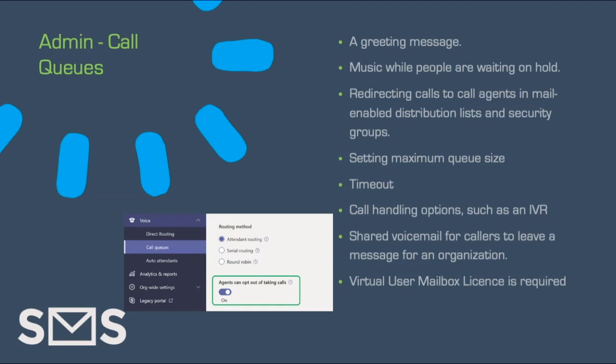And then what it does is it will redirect calls to agents that are either in a group or a distribution list, as they call it, or a security group. You can also set the maximum queue size and how long you want it to time out, so how many rings it will do. It could do, say, 10 rings, and then it will either end the call, go to voicemail, or go on to another number.